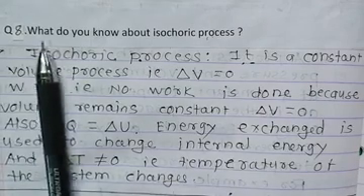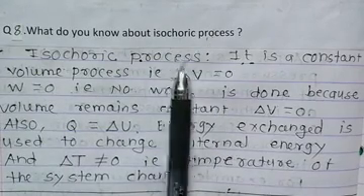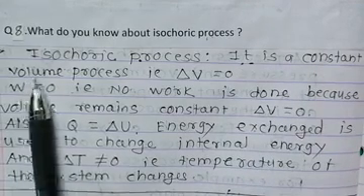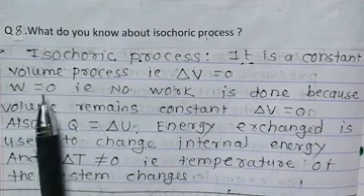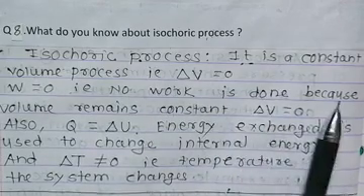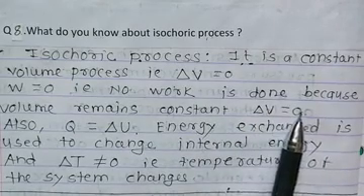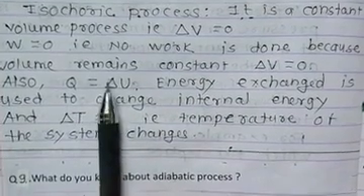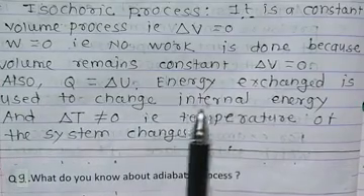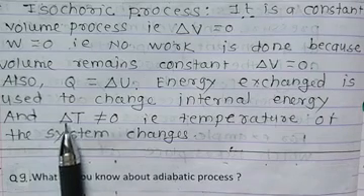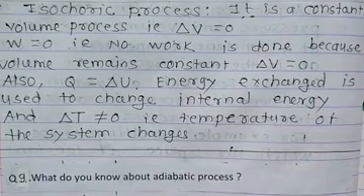Question number 8. What do you know about isochoric process? Isochoric process. It is a constant volume process, that is delta V is equal to 0. W is equal to 0, that is no work is done because volume remains constant. Also, Q is equal to delta U. Energy exchanged is used to change internal energy and delta T is not equal to 0. That is, temperature of the system changes.